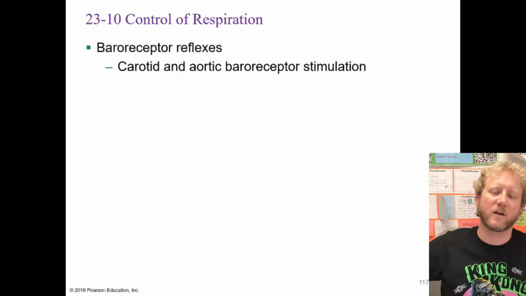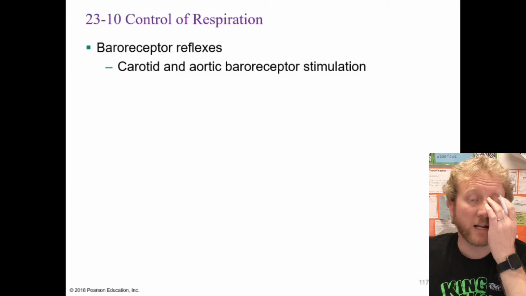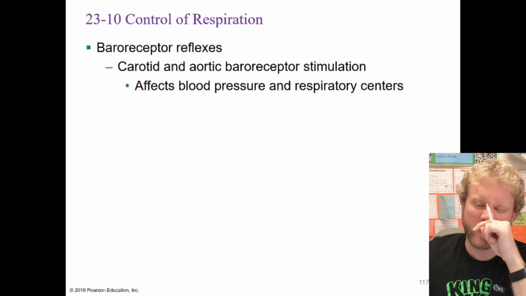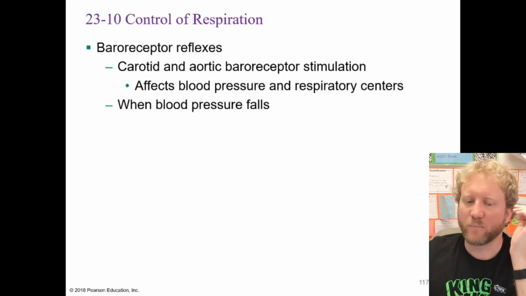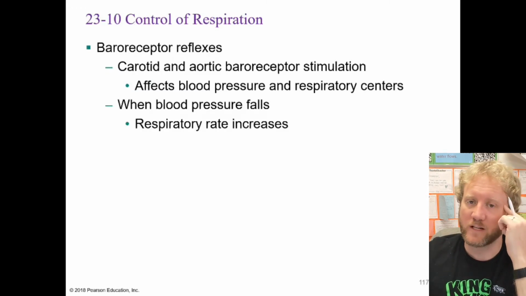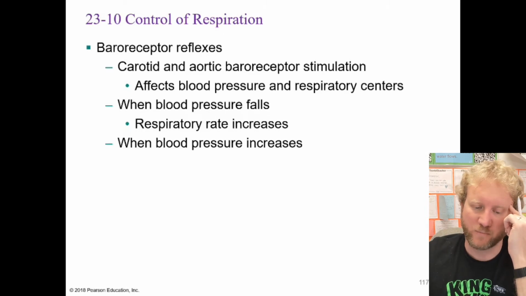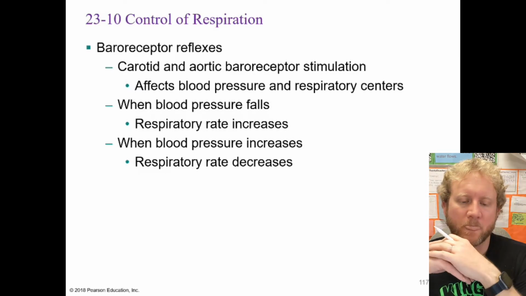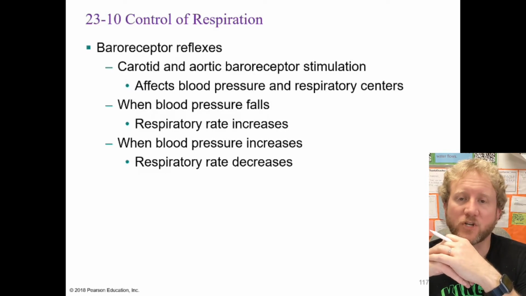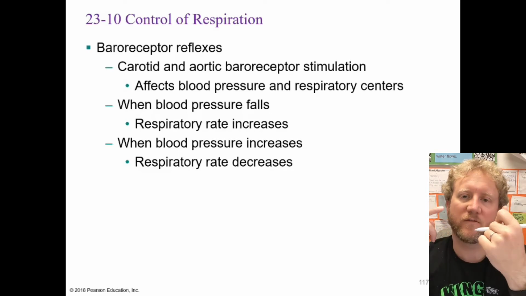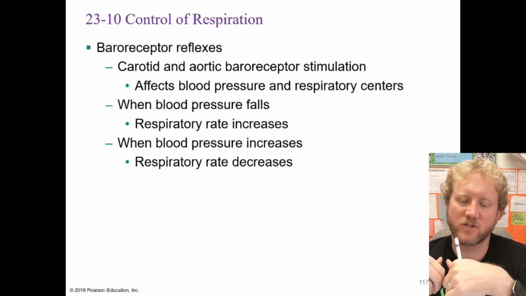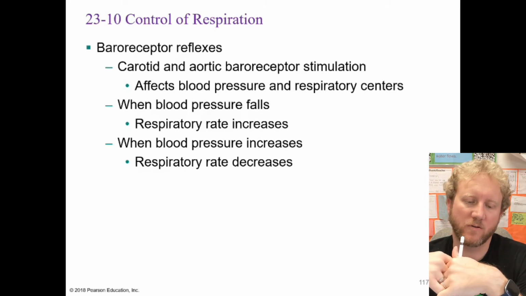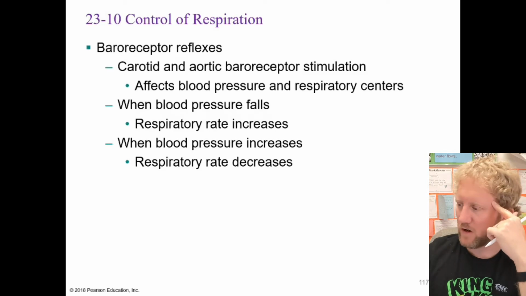Baroreceptors are going to be stimulated in the carotid and the aortic arteries, and so these are going to have an effect on blood pressure and respiratory centers. If the blood pressure begins to fall, respiratory rate is going to increase, and the inverse takes place when blood pressure increases, respiratory rate decreases. And the reason why this happens is that an increase in blood pressure is going to drive more oxygen more quickly to various tissues, so your respiratory rate is going to decrease because you're moving so much oxygen around, and then vice versa happens if your blood pressure falls.